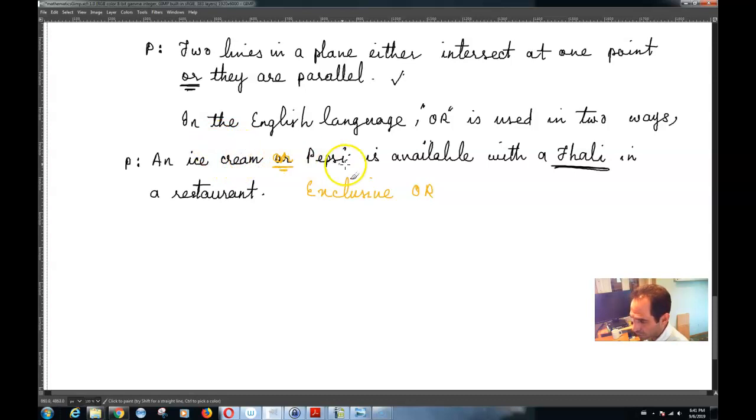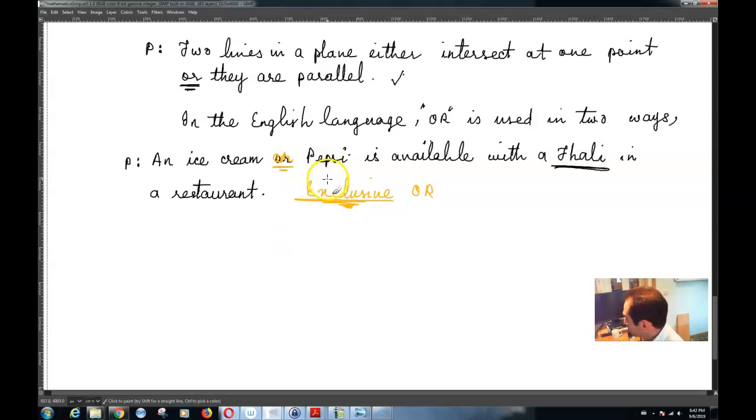Meaning that someone who doesn't want Pepsi gets ice cream. Someone who doesn't want ice cream gets Pepsi, but not both of them at the same time. That is called an exclusive OR, meaning that if you choose this one, you're excluding the other one. And if you choose the other one, you are excluding this one. That is called an exclusive OR.